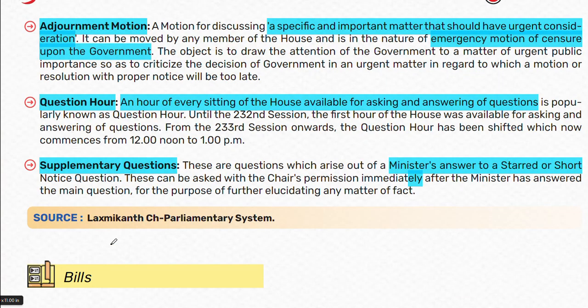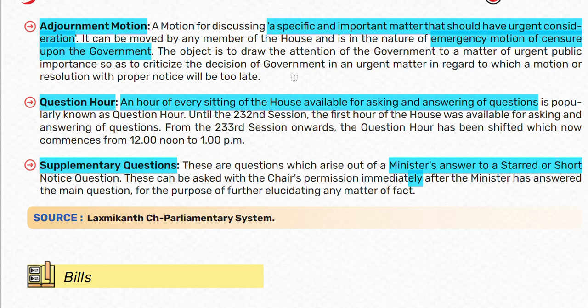Now, what is adjournment motion? A motion for discussing a specific and important matter that should have urgent consideration. It can be moved by any member of the House and is in the nature of an emergency motion of censure upon the government. The object is to draw the attention of the government to a matter of urgent public importance, so as to criticize the decision of the government in an urgent matter in regard to which a motion or resolution with proper notice will be too late.